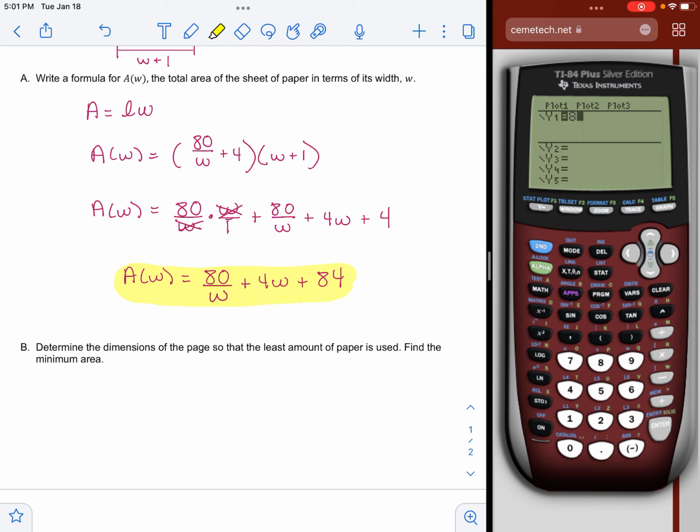Okay, so I'm going to go ahead and type that in. I'm going to use this division sign so that I can use my table to set my window if I need to. All right, let's hit graph and see what we can find.